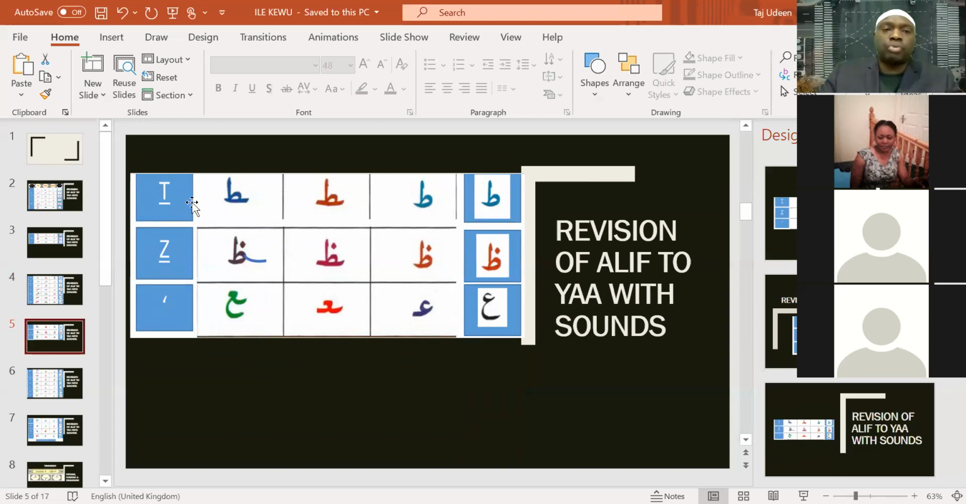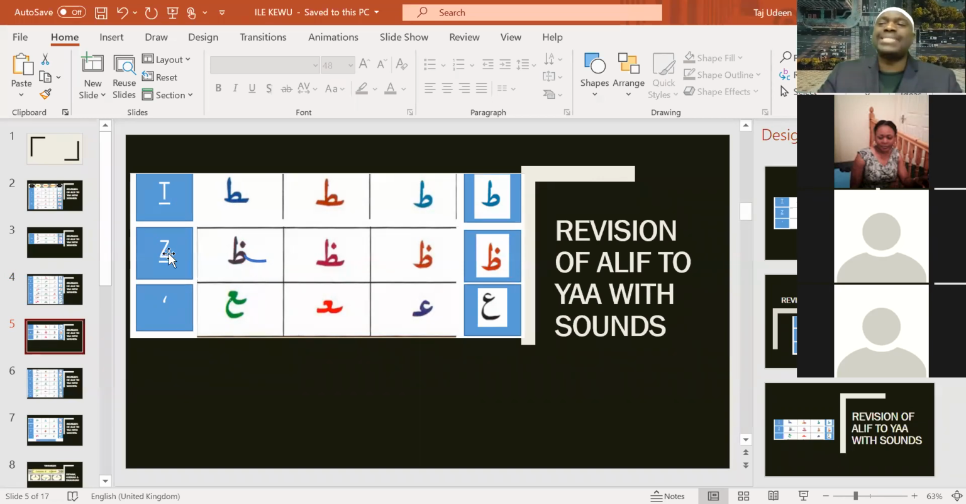Tah. It has a T, but there's a dot or line under the T to make it different from Ta. Ta also has a T. Tah also has a T, but we have to put a line under the Tah. Then Zah.